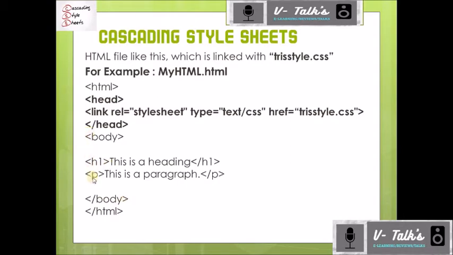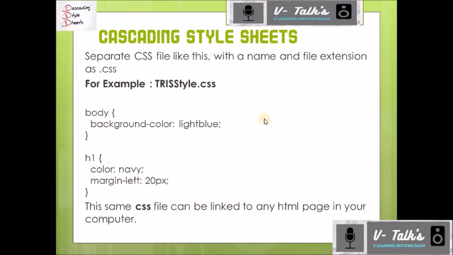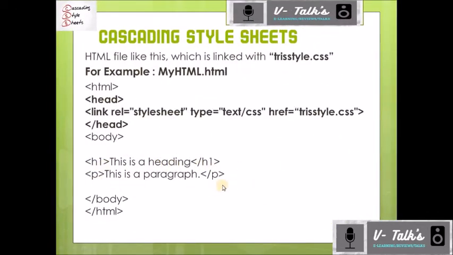Here I didn't give any special style. You can see that h1 normal, p normal, body tag. But when you run this HTML page, the style of this particular CSS file, like background color will be light blue, h1 color will be navy, margin left 20 px, all these things will be applied there. And p also I added here. There will not be any style for this p tag because I didn't add it in the CSS file. Okay, if you need, you can add also, no issue for that.